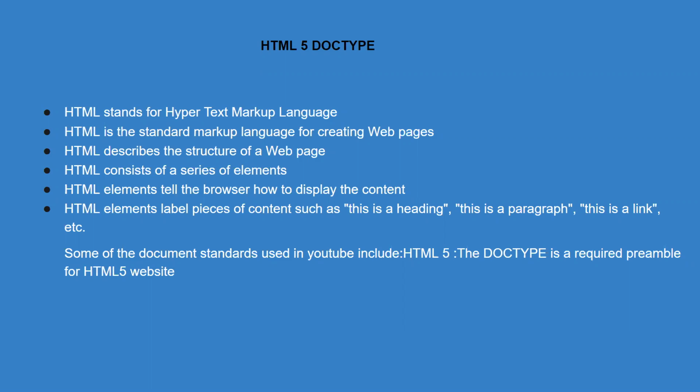HTML5. HTML basically stands for Hypertext Markup Language. The markup language is used for creating web pages. It's used to describe a web page. It also consists of a series of elements. Some of the document standards used in YouTube include HTML5. The document type is a required preamble for an HTML5 website.